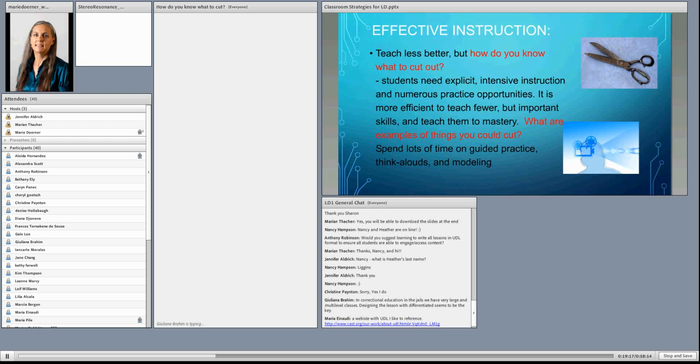There's a general chat box just open. It says, in correctional education in the jails, we have very large multi-level classes. Designing the lesson with differentiation seems to be the key. And then Maria has shared a website about UDL, universal design.